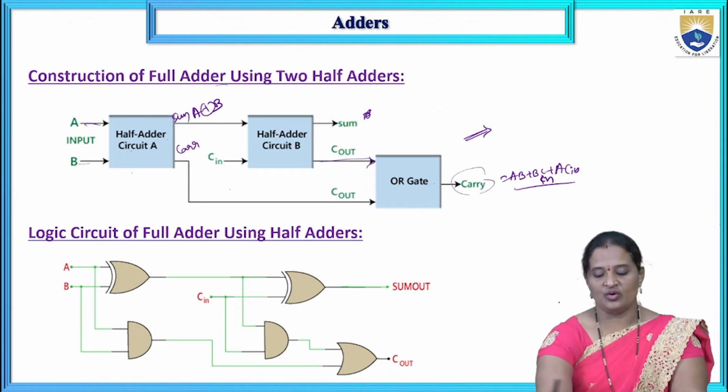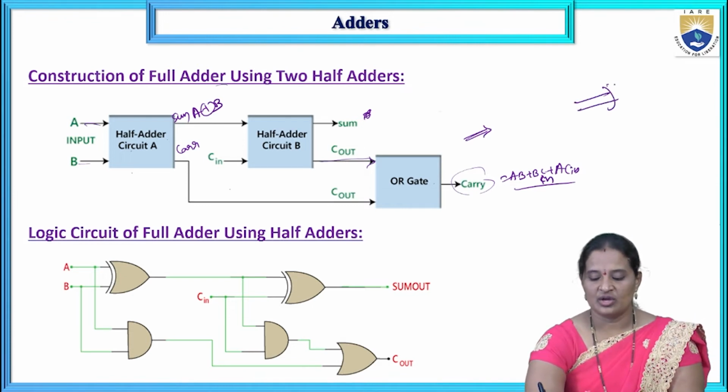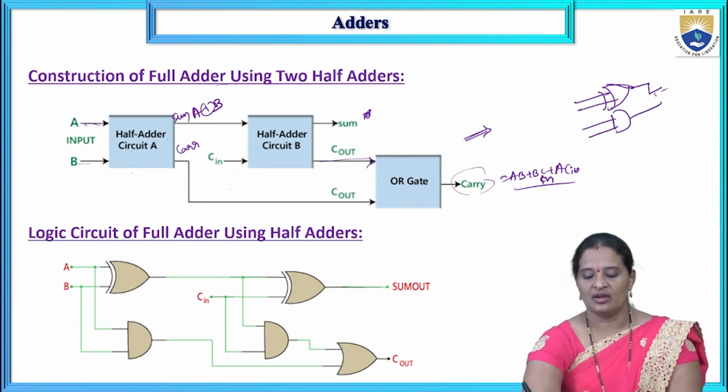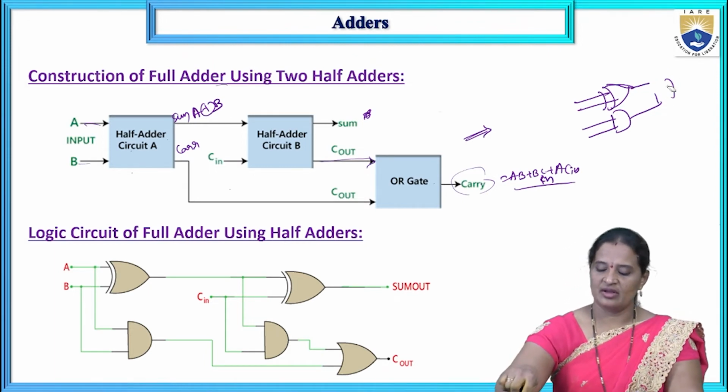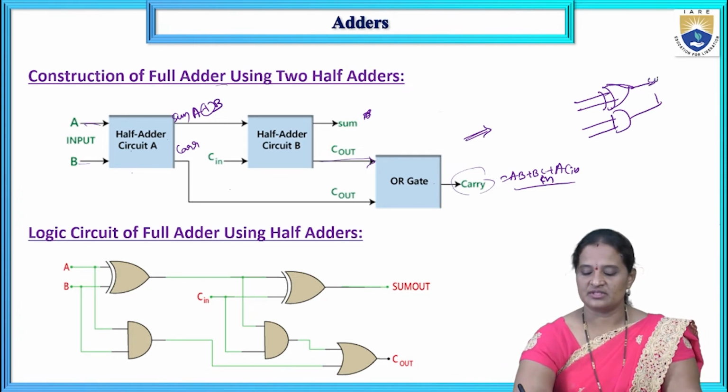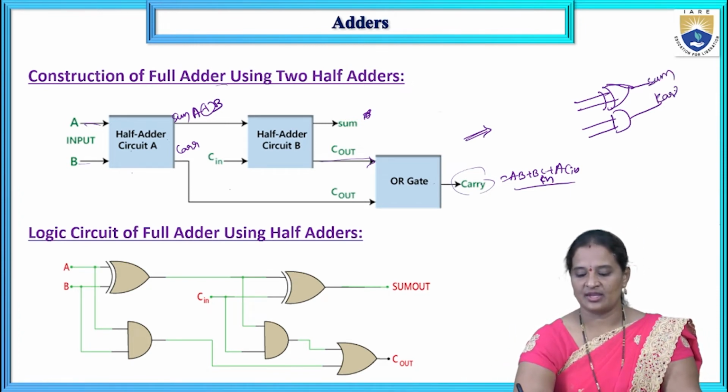So now again, you know that a half adder includes 2 logic gates, that is 1 XOR and 1 AND gate. This is our 1 XOR and 1 AND gate here. This is our sum and this is our carry output, right?